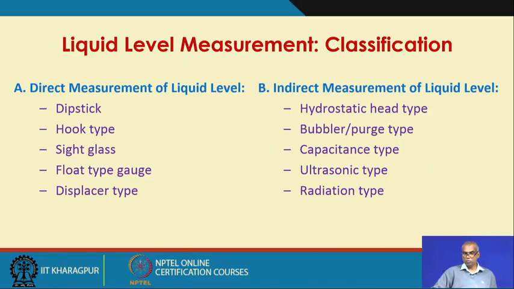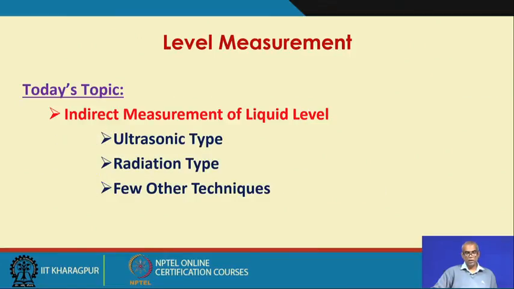We have talked about capacitance type in our previous lecture. Today, we will talk about ultrasonic type and radiation type level gauges. In addition to that, we will also talk about a few other techniques for measurement of level. So, today we will talk about the ultrasonic type level gauge, the radiation type level gauge, and briefly a few other techniques that are used for measurement of level.